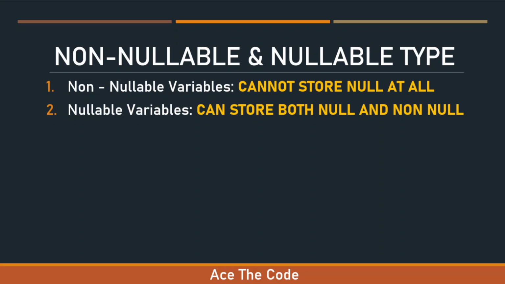Nullable variables are those which can store both null values as well as non-null values. So these variables can lead to null pointer exceptions, and hence have to be used carefully by developers. To deal with that, Kotlin has provided us null safety features. What is null safety? What are those null safety features? How exactly are they used? We are going to discuss in detail in upcoming videos.